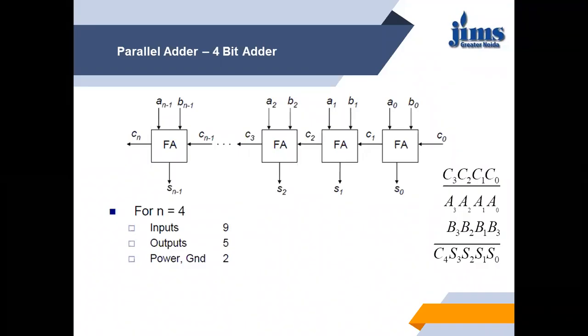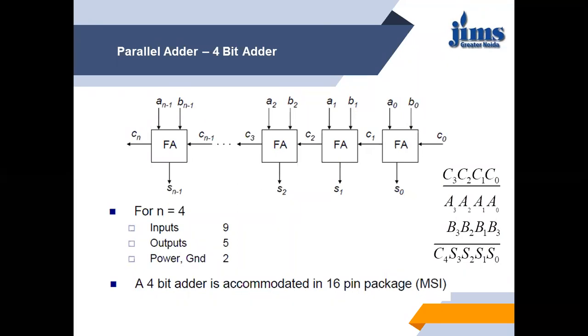For n equals 4, the inputs are 9, the outputs are 5, and there are two power pins, one for VCC and another for ground, so a 4-bit adder is accommodated in a 16-pin package. Otherwise, when solving it with the help of a K-map, it would be a very large process and we would need very large hardware.